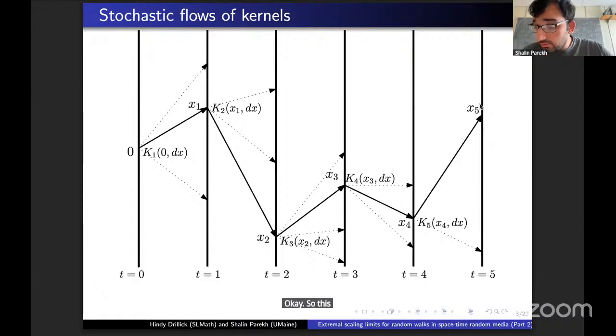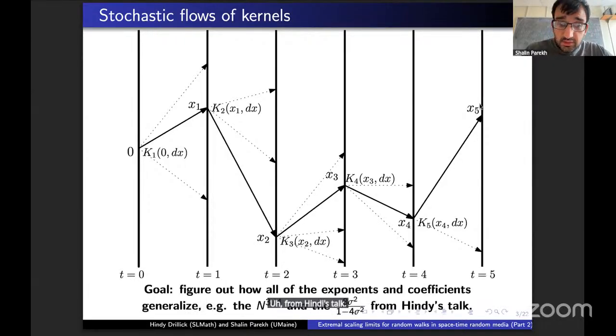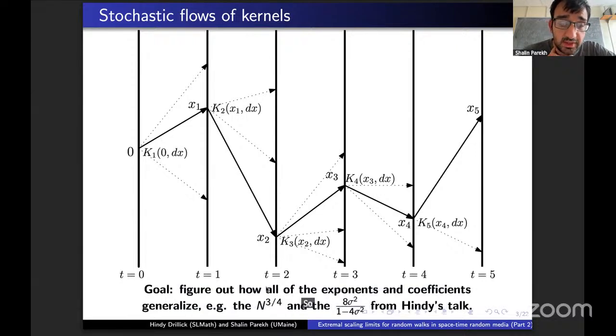So this is my model. And this generalizes the earlier model of random walk in random environment from Hindy's talk. Now the question of interest is to figure out how all of the exponents and coefficients generalize. Remember from Hindy's talk, we had some n to the 3/4, and then there was this strange coefficient, 8 sigma squared, 4 sigma squared. The main problem that I want to discuss now is, for this much more general model, what forms do these quantities take?